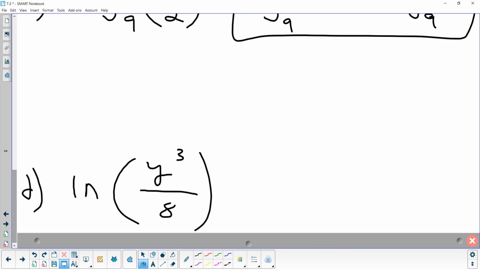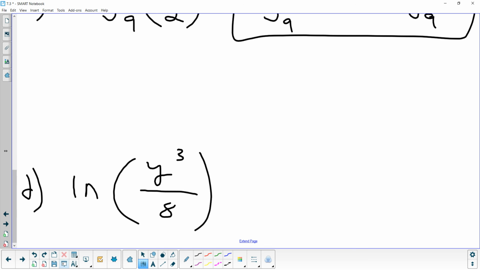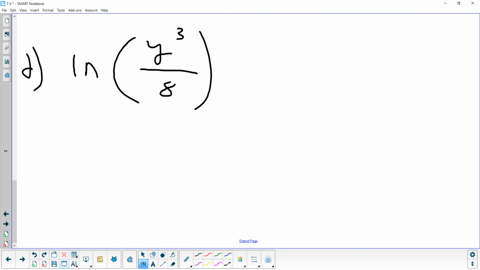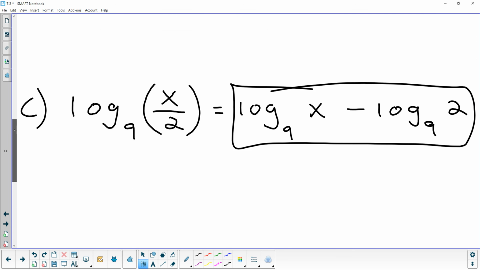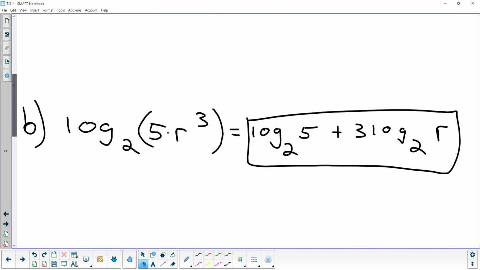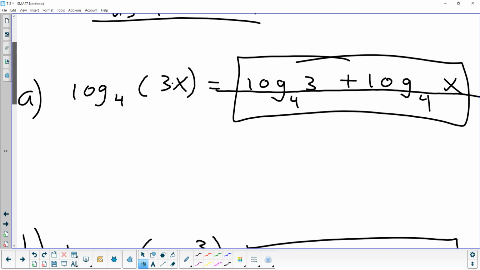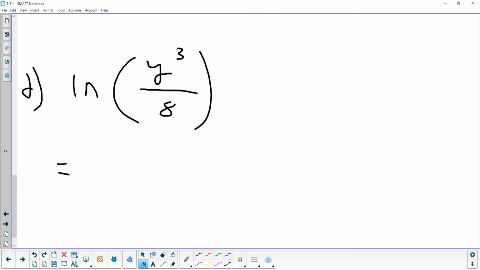All right, and let's do this one. Even though this one says ln, it's just a log with a base of e. So we did log base 9, log base 2, log base 4. Now we're doing log base e. You don't have to write it as log base e. Use the abbreviation ln.